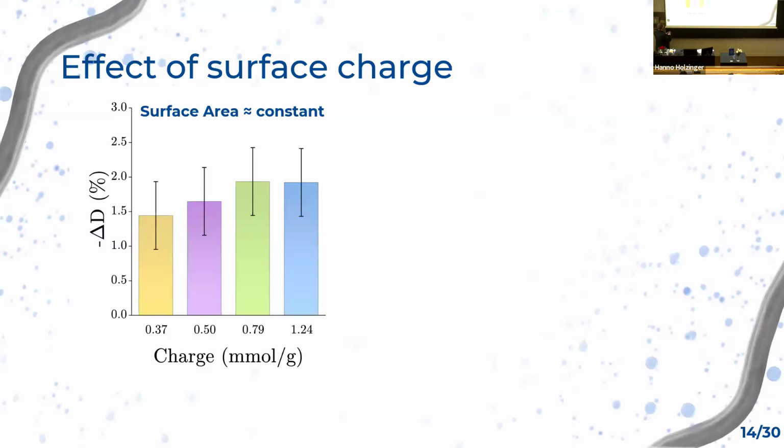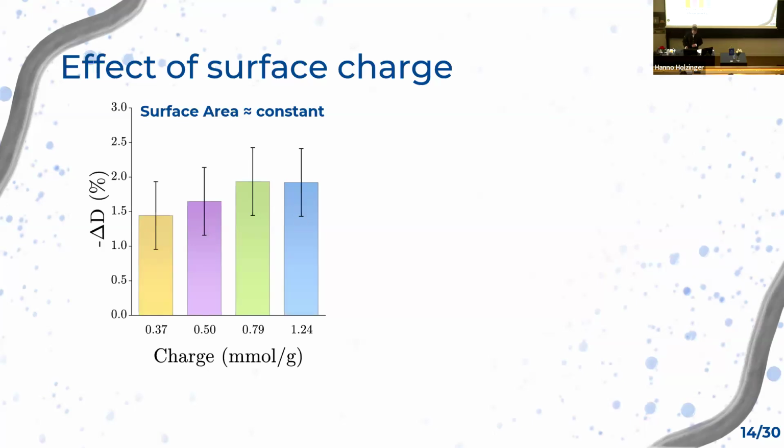This is here depicted in minus delta D, and to explain that briefly, we before talked about the relative diffusion coefficient. This here is now the difference in diffusion relative to the pure water, meaning higher values in this graph show slower water diffusion, meaning it decreases by around 1.5 to 2%. So it's inverted basically here.